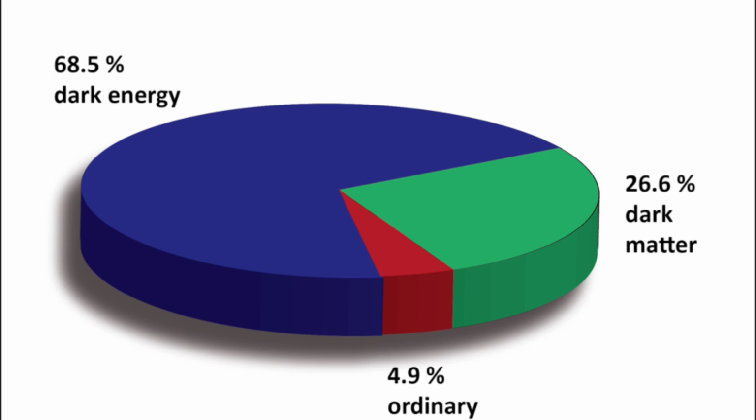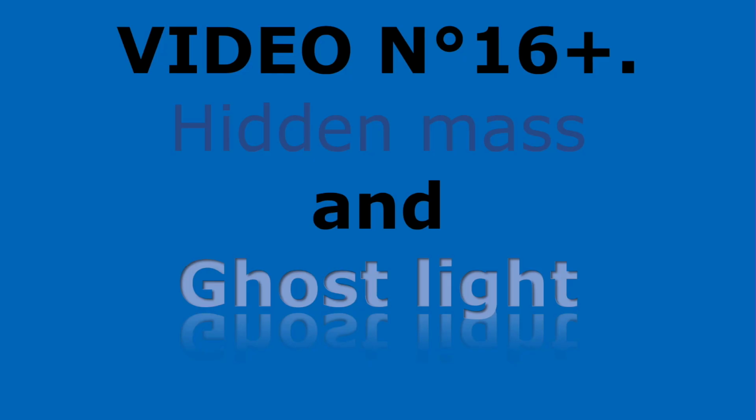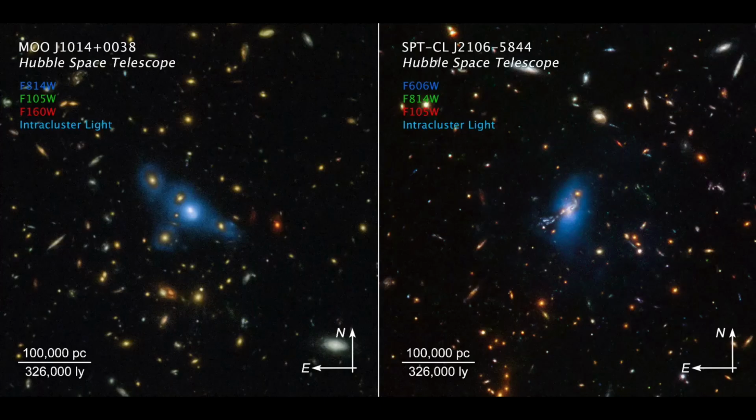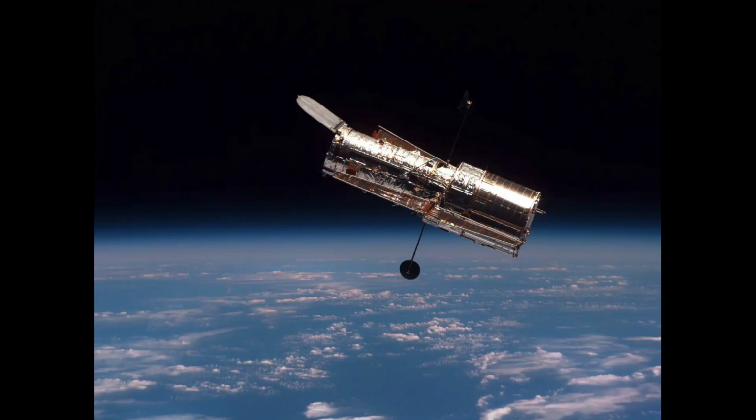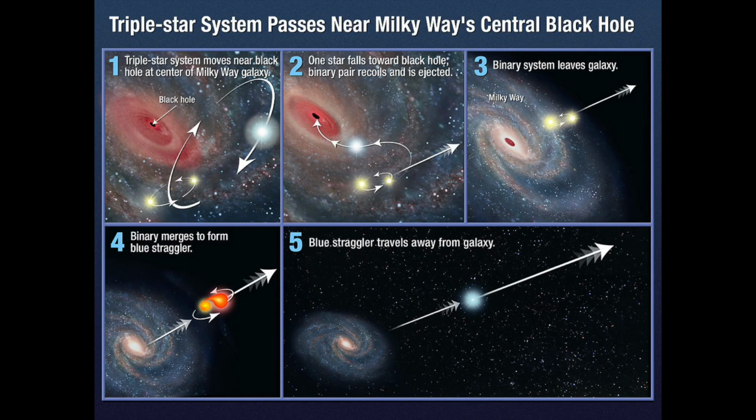And recently we've been told again about another enigma, that of the ghost light, also discovered by Zwicky, a kind of diffuse light emanating from intergalactic space in the clusters. Thanks to the Hubble Space Telescope, some wandering stars would have been discovered in these areas, at least around the Milky Way. It was speculated that these stars, expelled from their galaxies, could be the source of the ghost light.